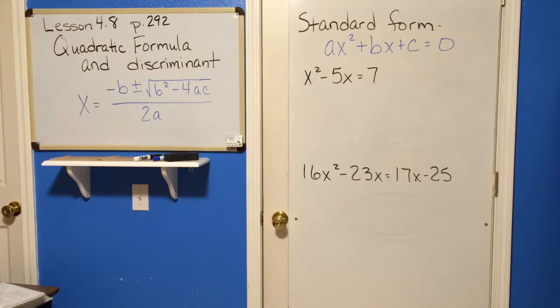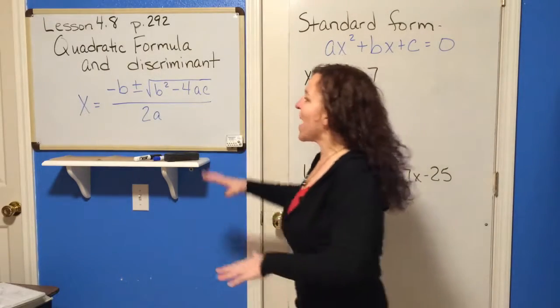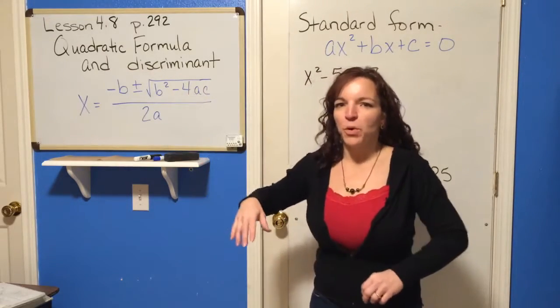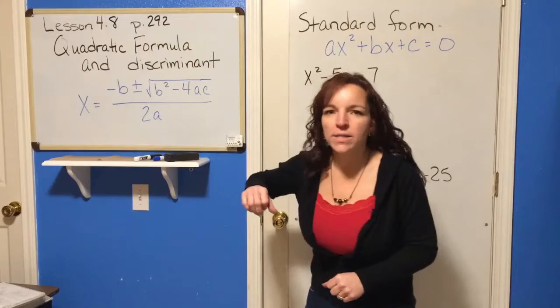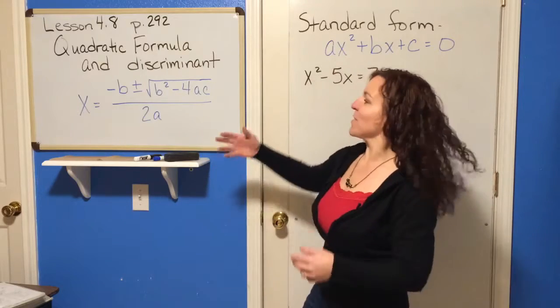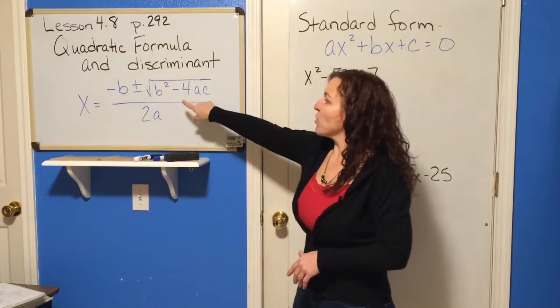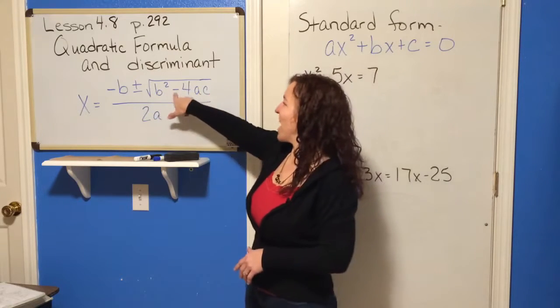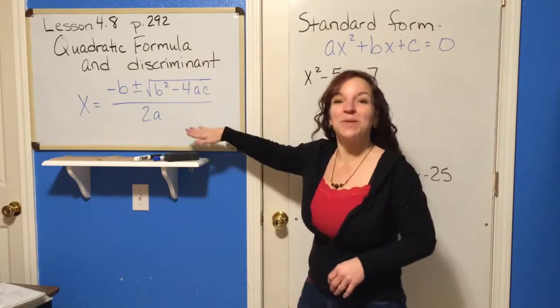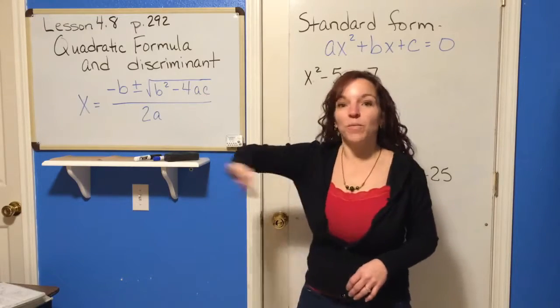Section 8 of Chapter 4 is on the quadratic formula and the discriminant. You may have seen the quadratic formula before. Hopefully you have it memorized, and if not, well, there you go. So x equals negative b plus or minus the square root of b squared minus 4ac, all divided by 2a. This is the quadratic formula.